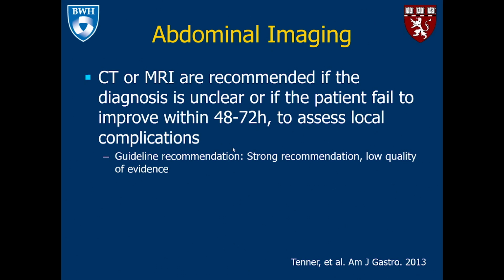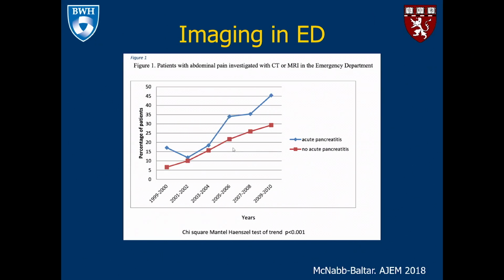Now, abdominal imaging. We would recommend CT scan or MRI if the diagnosis was unclear or if the patient failed to improve within the first 48 to 72 hours to assess for local complication. And this is a recommendation based on guidelines. So therefore, imaging should not usually be performed in most patients.